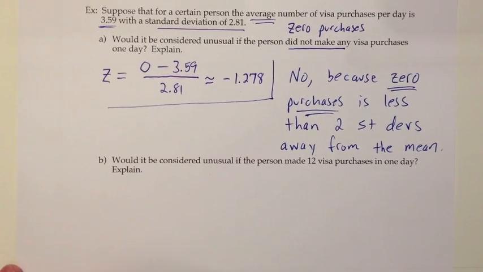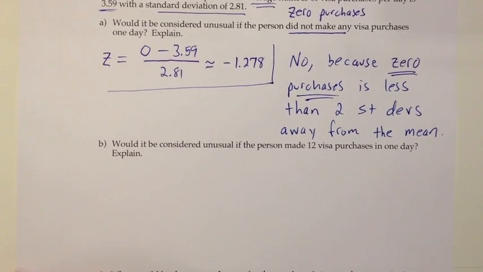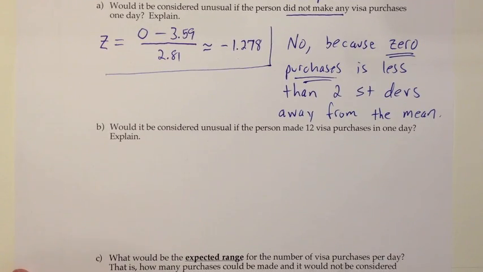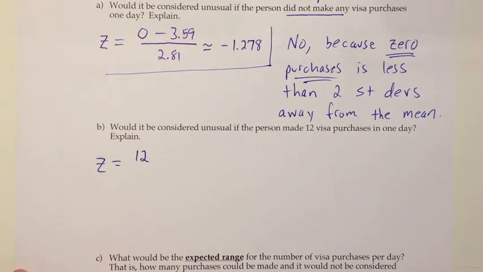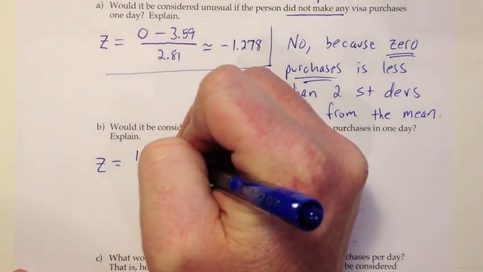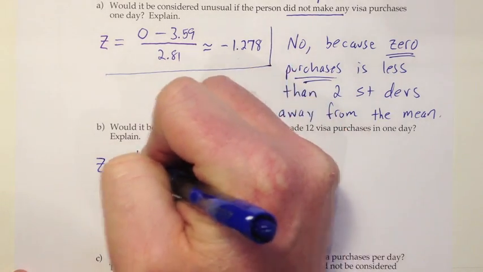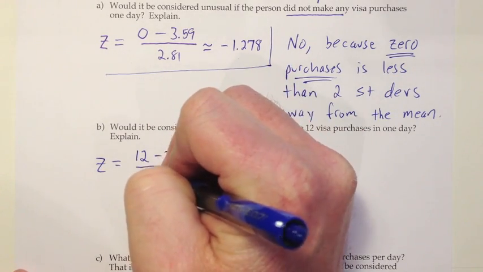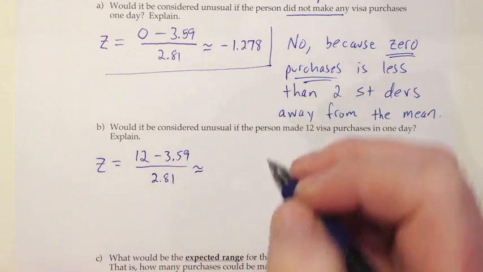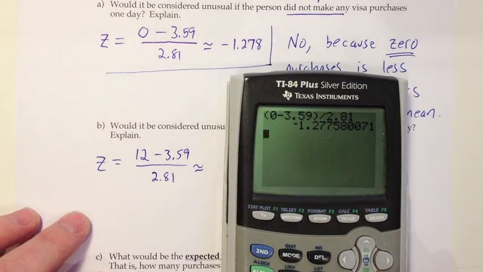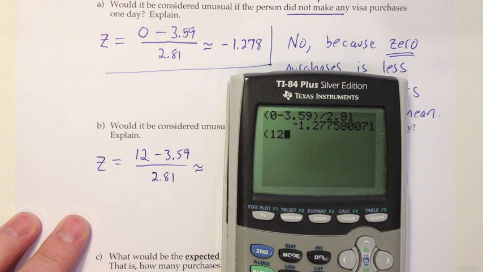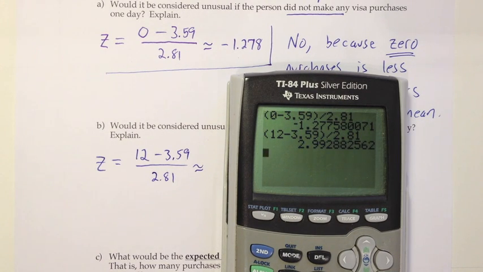Let's look at that again. Would it be considered unusual if the person made 12 purchases in one day? I'm going to go after that in the same style. More clear what number they want here. It's about 12 purchases. I'd still subtract the mean, which is 3.59. I'd still divide by the standard deviation of 2.81. I'll still use my calculator and round to 3 decimal places. So let's see how that one comes out. Open parentheses, 12 minus 3.59, and divide it by the standard deviation of 2.81. And there we get 2.99.